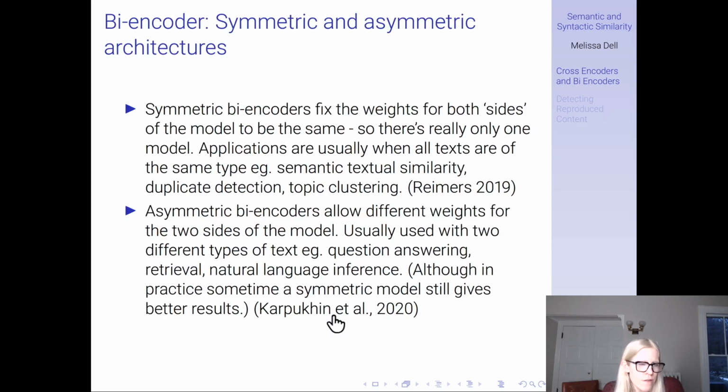Asymmetric bi-encoders allow different weights for the two sides of the model. And these are usually used when there's two different types of text. So for example, for things like natural language inference or for retrieval, on one side I have an encoder for encoding my query, and on the other side I have an encoder for encoding the first paragraphs of Wikipedia. Or in NLI, on one side I have an encoder for the premise, and on the other side I have an encoder for the hypothesis. There is a debate about whether, even if the two types of text are different, you are better off using symmetric models. But there's certainly contexts where the two types of text are quite different, and you might want to use an asymmetric model.